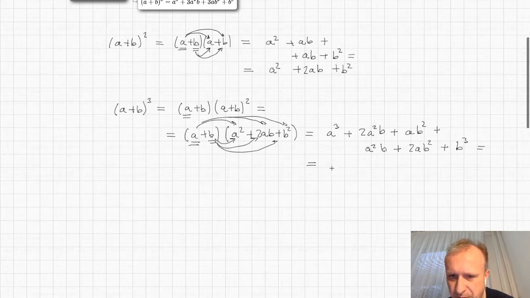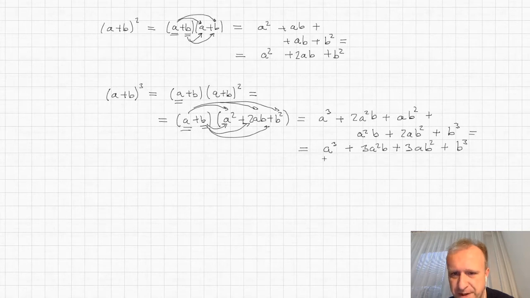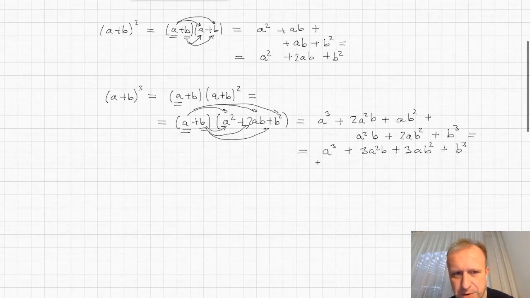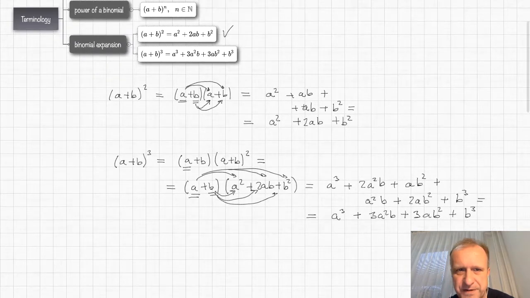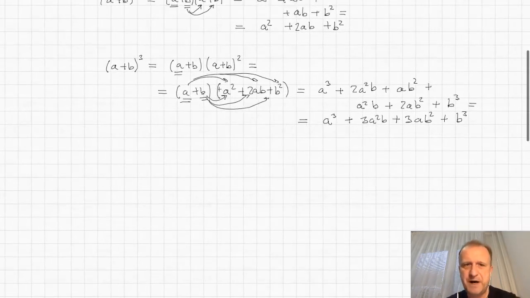So a cubed is alone, so I just copy it, plus we have 2a squared b plus a squared b, which is 3a squared b, plus we have one piece of this and two pieces of this, so we have 3ab squared, plus we have just one b cubed. What we got is the expression for a plus b all cubed. It's a cubed plus 3a squared b plus 3ab squared plus b cubed, and this should be the same as the expression written here.